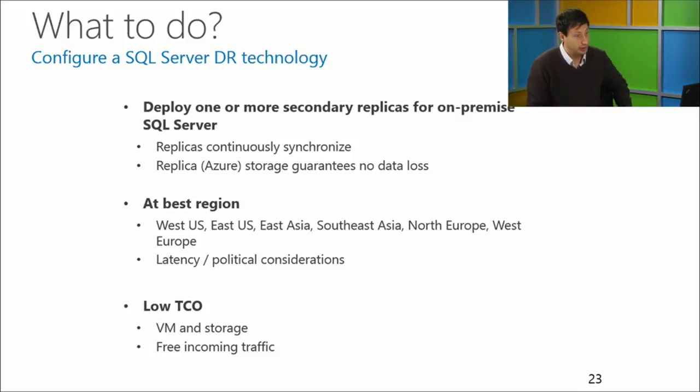How do you decide where to put it? This will depend on a couple of things. One is latency. You want to make sure that you keep latency relatively small, within 60 to 70 millisecond round trip between your primary data center and the cloud. And also, I know that there are some countries that have political considerations about where they cannot keep the data. Some of those countries can look into the regions that we have and decide based on that. Also very important, very low TCO, total cost of ownership.